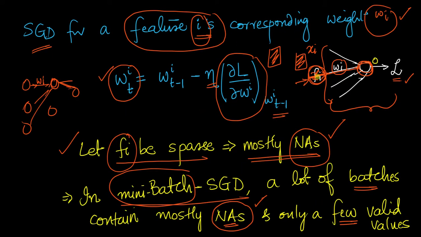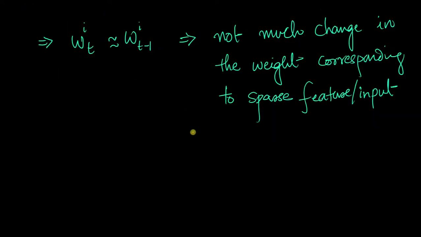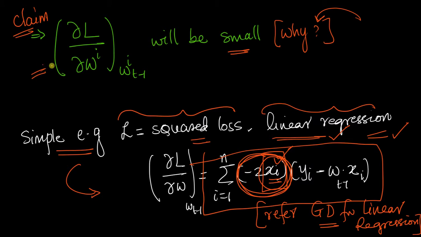For a lot of points, this value becomes zero, which means this summation becomes very small compared to a dense feature, right? Look at this. Imagine if I have two features, one sparse and one dense. For the sparse feature, because I have mostly NaNs, which I can represent using zeros, this whole derivative will become much smaller than for a dense feature, because for a dense feature there are genuine values here, right? So I hope this claim is justified, that this whole derivative will become small.